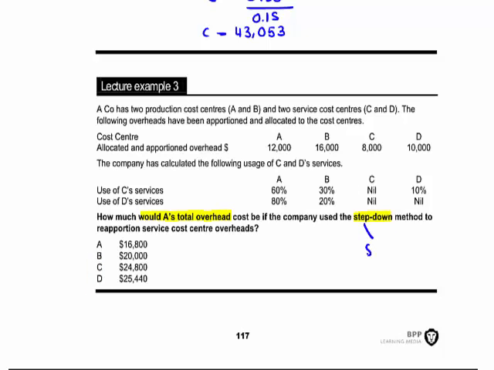Remember, with the step-down method, there's some recognition of the work that service departments do for one another, and we need to start off with that as a basis. So what you can see here then is that D uses C, but C does not use D. So we'll start off then by reapportioning C into D, and we'll use the same sort of table format as we've been using previously.